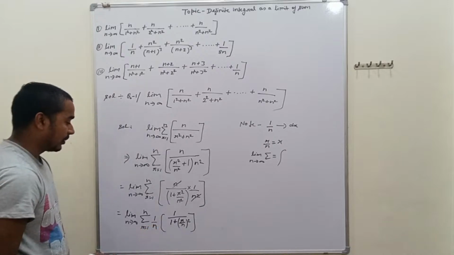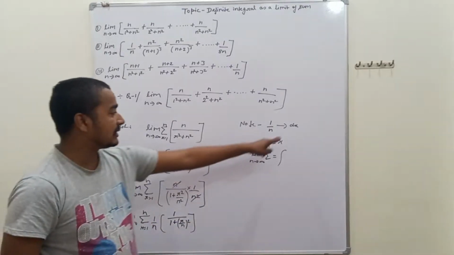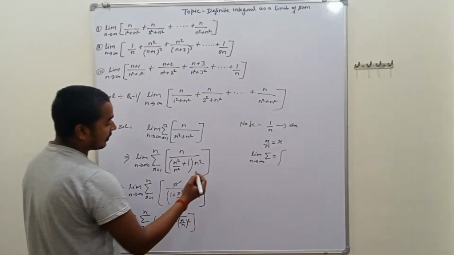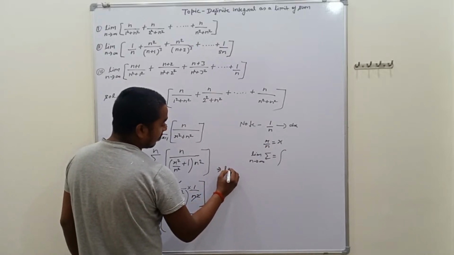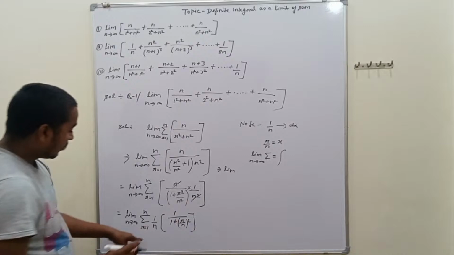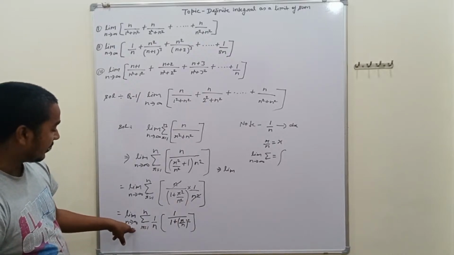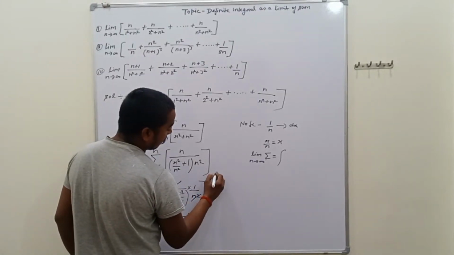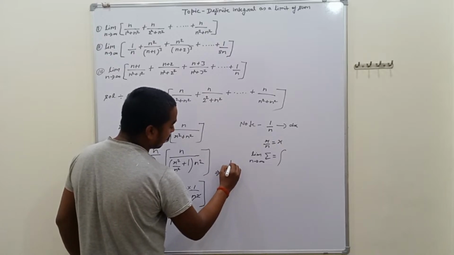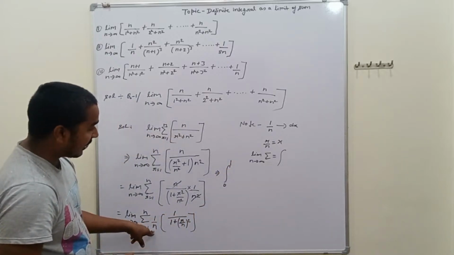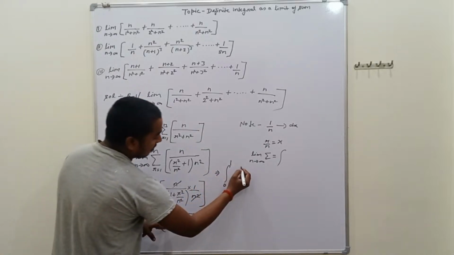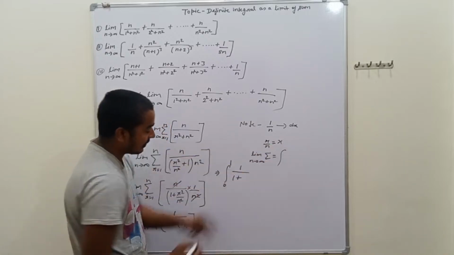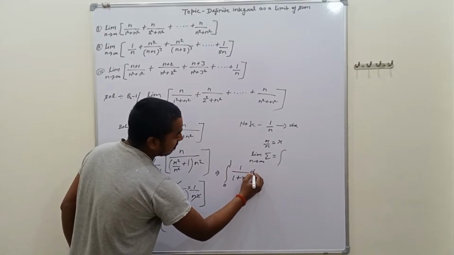In place of 1 by n we put dx, and in place of r by n we put x. Further we solve: putting the limit n tends to infinity and summation r equal to 1 to n, that is the integration from 0 to 1, and in place of 1 by n, that is dx, and here is 1 upon 1 plus x square dx.